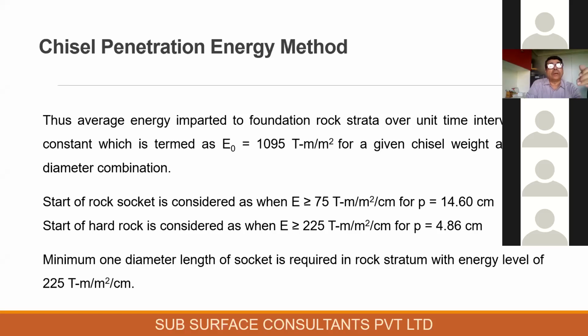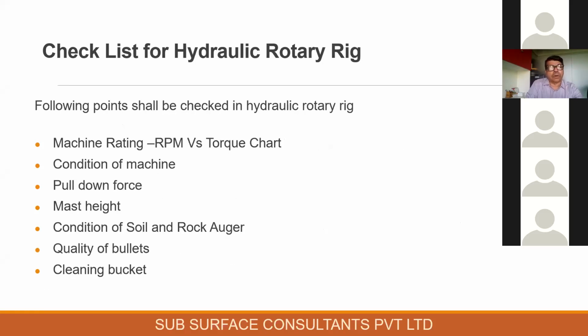Now we'll go to today's method, the hydraulic rotary pile. In the hydraulic rotary machine, what are the things I should check? What are the checks we made on the machine? So what is the machine rating? In the machine rating, what is most important is the RPM versus torque chart. This is a very important data which should come with every machine.